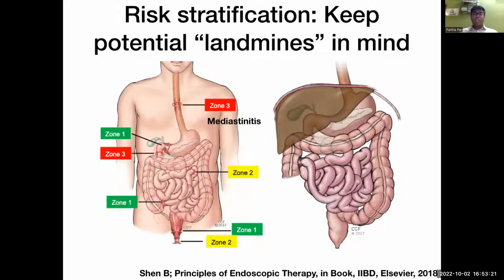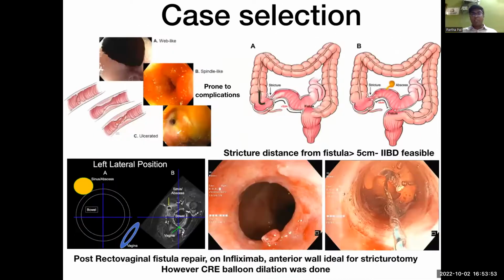So potential landmines should be kept in mind. The esophagus and duodenum are zone 3, where the complications can be detrimental for the patients. Zone 1 is the ileocecal junction, the rectal stricture and the pyloric stricture, where you can be a little aggressive. In small bowel and anal canal strictures, the complications can cause significant morbidity. And postoperative anatomy should be kept in mind. As you can see in this high ileocolonic anastomosis, the consequences of iatrogenic perforation would be similar to a duodenal perforation.